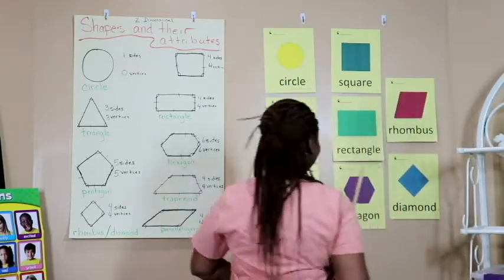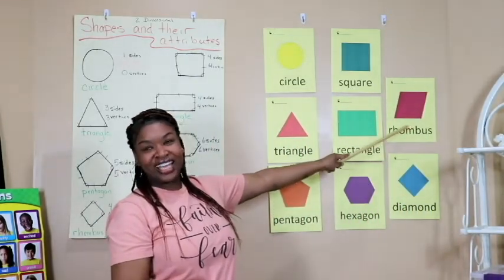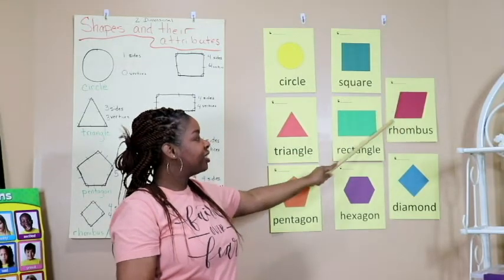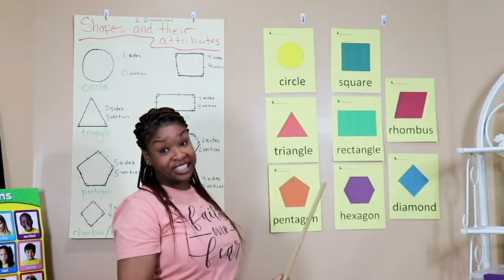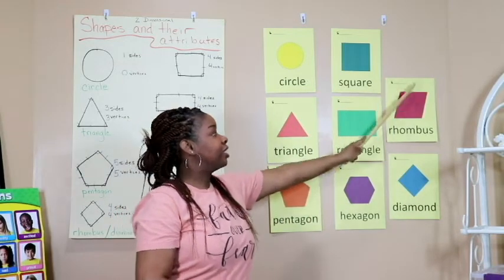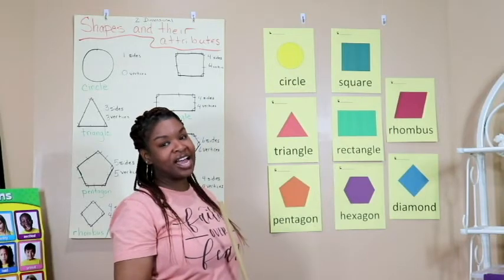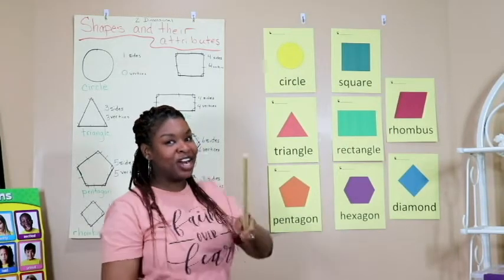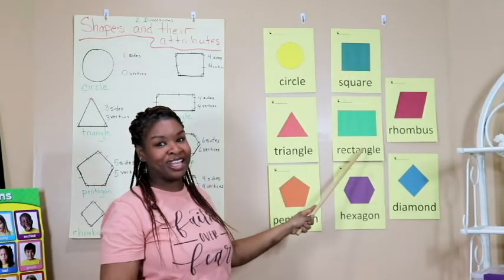You cannot see me. Let's go back over here. Rhombus. Let's count the sides. 1, 2, 3, 4. Let's count the vertices. 1, 2, 3, 4. 4 sides, 4 vertices. I know what you're about to say. Just like the square and just like the rectangle.